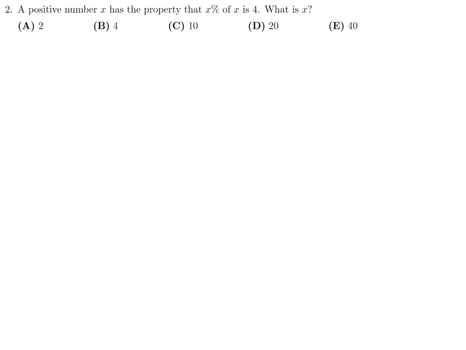A positive number x has the property that x% of x is 4. What is x? So the mathematical equation would be x divided by 100, this is the percentage, times our original number, which is x. And that, they're saying, is equal to 4. So this is the setup for the question. Now we just have to solve.